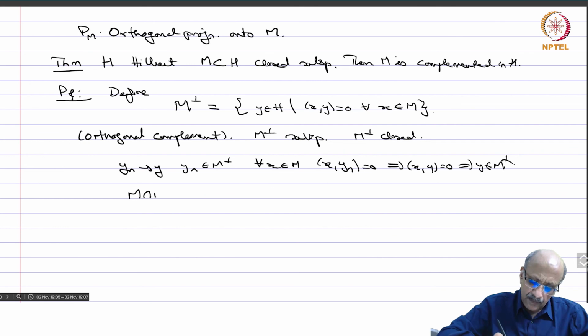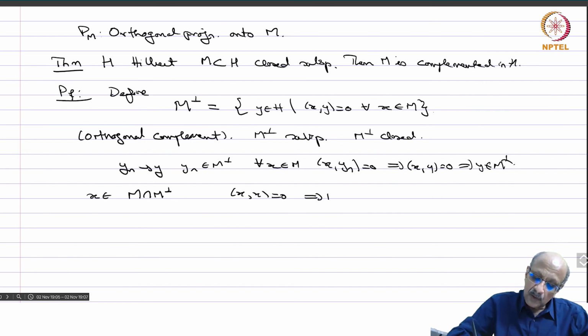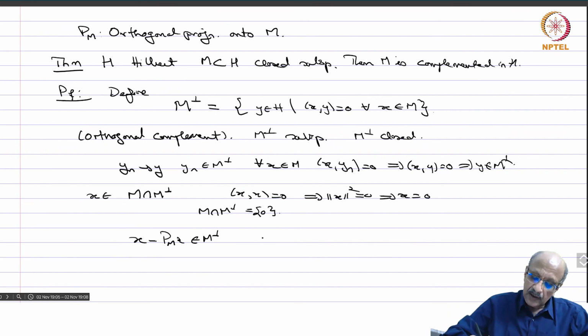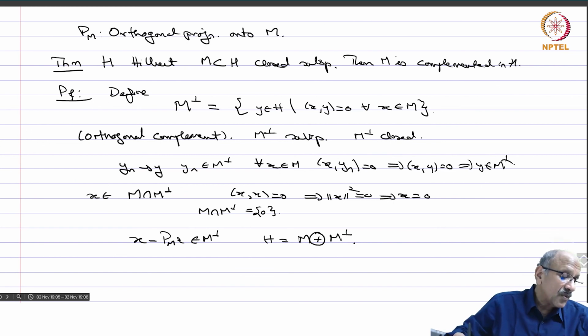What about M intersection M_perp? So if x belongs to this, then you have ⟨x, x⟩ equal to 0, which implies norm x square equal to 0, that is x equal to 0. So M intersection M_perp is the singleton 0. Then we saw that x − P_M x belongs to M_perp, we know all this, and therefore H is equal to M direct sum M_perp. So every closed subspace is complemented by its orthogonal complement, and therefore this proof is complete.